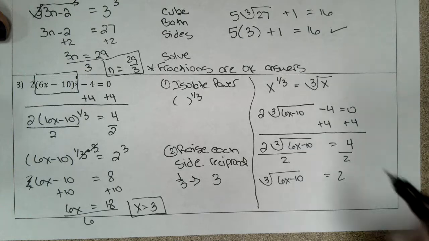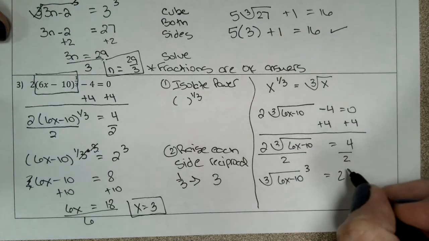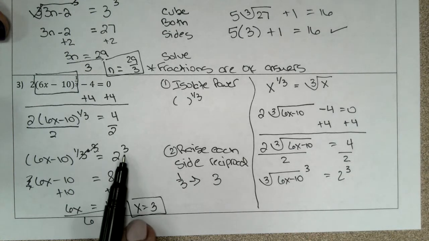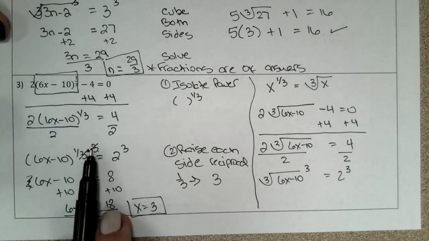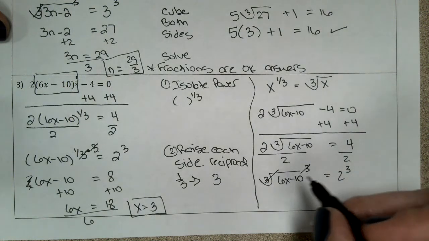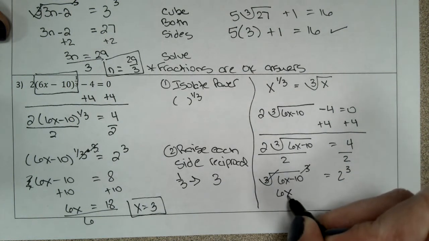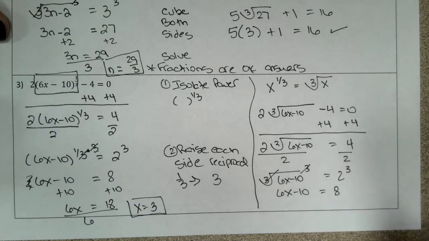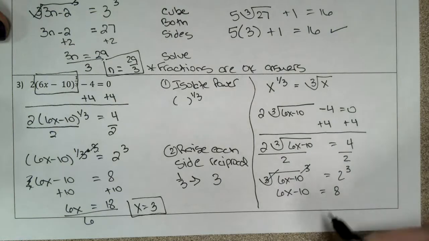To get rid of a cube root, we need to cube both sides. Oh, hey, it's the same thing that we did right there. So we cubed both sides of the equation. That is what knocks out the radical. So I have 6x minus 10 equals 8. And then you finish out your steps, and you're still going to get x equals 3 when all is said and done.